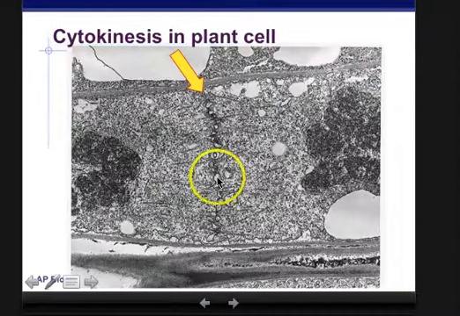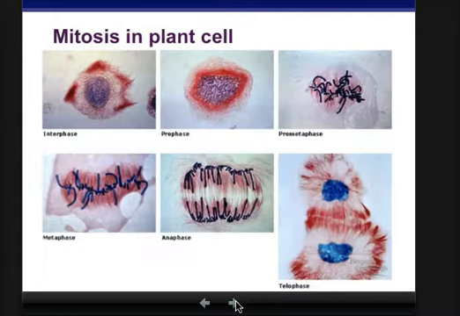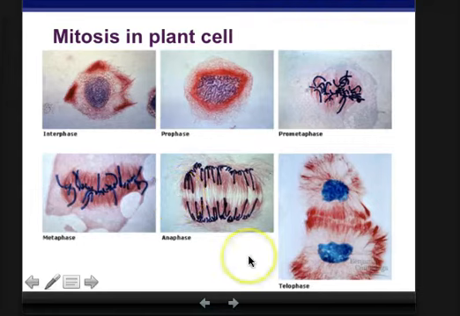So you can clearly see the vesicles all lined up there, right? And vesicles, remember, are surrounded with a membrane, so that's how they're going to form the membrane. So here's mitosis in a plant cell. And we commonly use onion cells to look at mitosis.